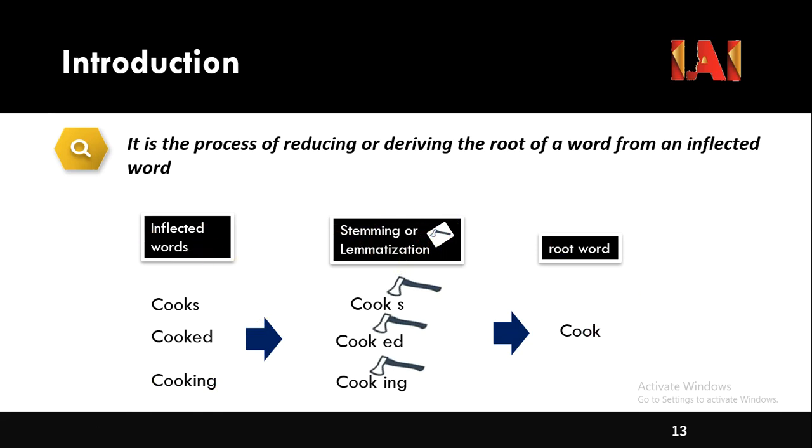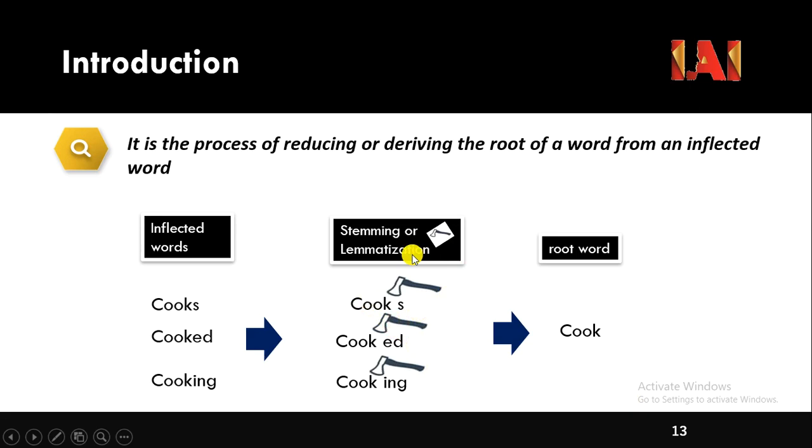In the English language, we have suffixes like ed, s, ing. When you apply stemming, it chops off the suffixes like s, ed, and ing from these inflected words, and maps the words cooks, cooked, and cooking all to the same stem, cook.